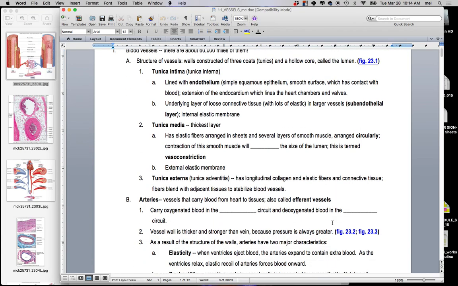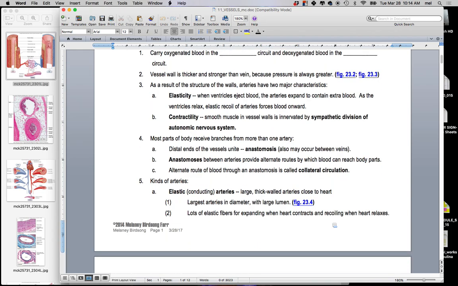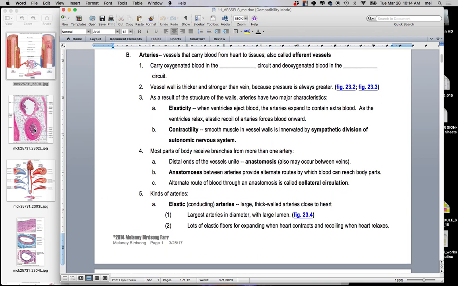Okay, so let's get to arteries specifically now. Arteries are defined as carrying blood away from the heart. That's why they're often referred to as efferent vessels. Good? And you guys know this. They carry oxygenated blood in what circuit? Systemic, and deoxygenated blood in the pulmonary circuit.